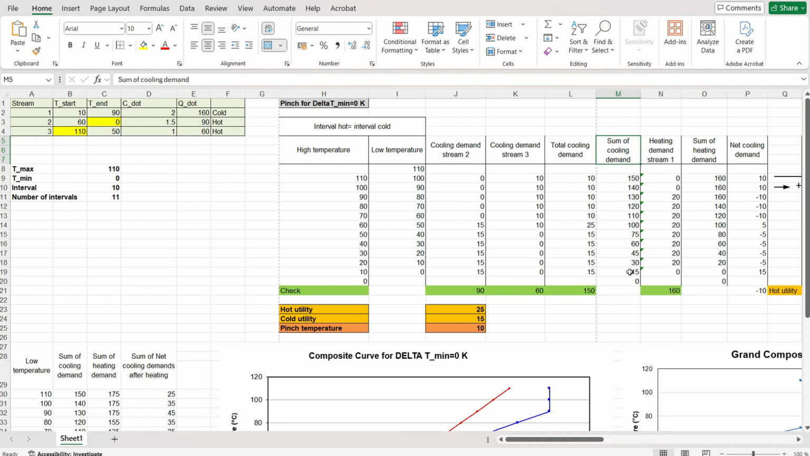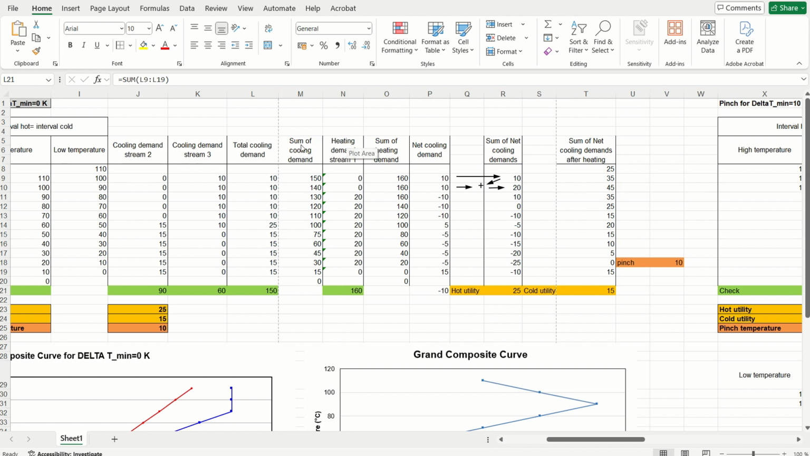So let's calculate the cumulative value of the hot stream in the upward direction. I will start at the temperature of 0. There is no heat flow available, so 0. Then I will move upward. The second cumulative value is the sum of the first cumulative value and the total cooling demand, and at the end I will have a total sum of cooling demand of 150, and this should be equal to the total cooling demand calculated in this Excel cell, so that we can cross-check the values. If there is any deviation between the total sum of cooling demand and the total cooling demand, there is an error in our calculation.